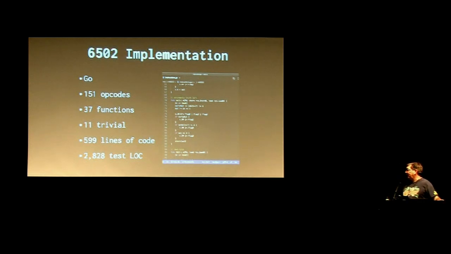Now, I did write 2,828 lines of test code. The reason for that is, A, I wasn't necessarily efficient. I did a lot of copying and pasting. Don't tell anybody that. And B, with this kind of stuff, you want to do as much upfront testing as possible, because bugs you find now are a lot easier to fix than bugs you find later. Once you start running the kernel through your emulator and something goes wrong, it's going to be very difficult to find out why.